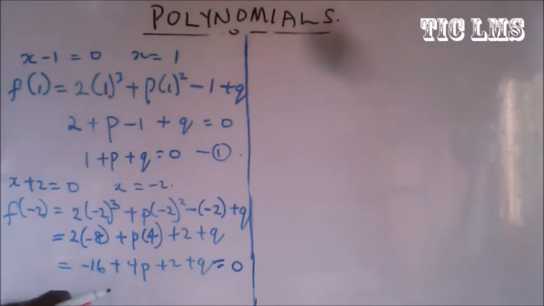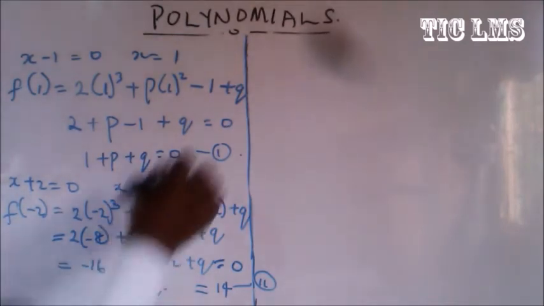Now we're meant to write the minus 14 here, but let's carry it over to this side. It becomes 14 equal to 4p plus q. So we take this as our second equation. We have two equations here, and these equations can be solved simultaneously. We could use the substitution method.